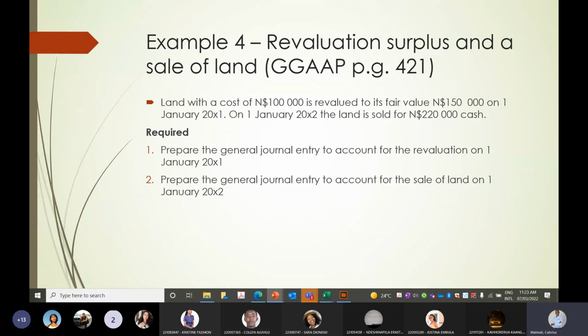The revaluation surplus journals will be quite straightforward because we've already done a revaluation surplus. So the first requirement, prepare the journal entry to account for the revaluation on 1st of January 20x1. That one is straightforward. But what happens? Requirement 2, prepare the general journal entry to account for the sale of land, okay, on 1st of January 20x2. I want you to go and do this on your own, and then this is where we'll start off tomorrow.